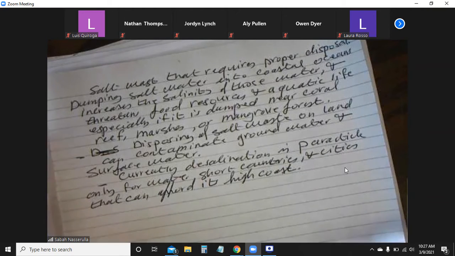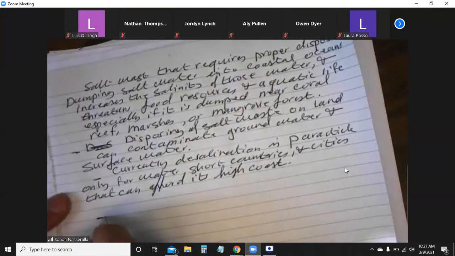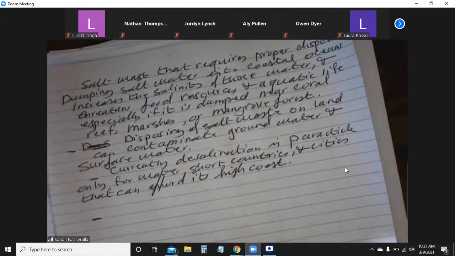Now, of course, scientists are already working to improve it, to reduce its cost, and also to minimize the impact of the waste saline water, whether into the land or back into the ocean.